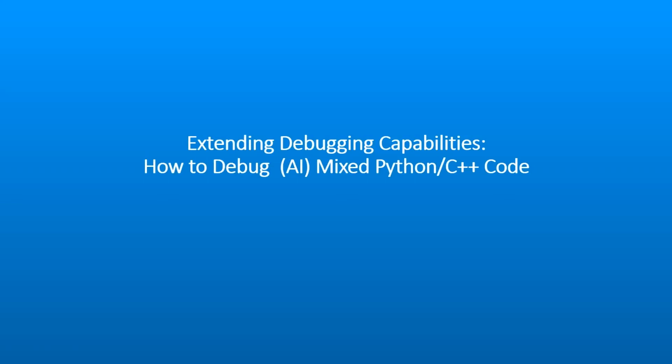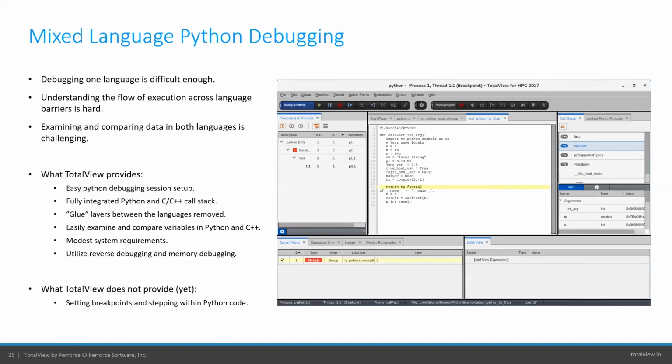And go to mixed Python C++ code. So debugging one language is difficult enough, and understanding how your flow of execution goes across language barriers is also hard. So what TotalView provides is an easy Python debugging session setup and a fully integrated Python C++ call stack, and all glue code or wrapper code between C and Python can be removed. You can also easily see variables in Python and C++ and use our reverse debugging and memory debugging the same way you use it in a simple application.